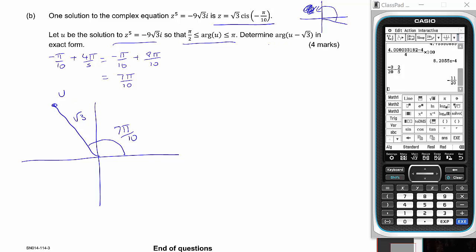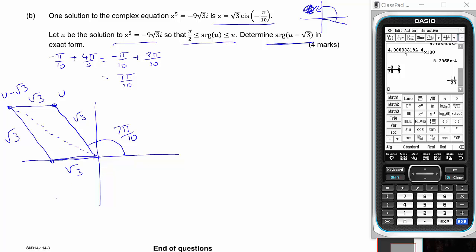Now we're being asked about the argument of u take away root 3. So u take away root 3 would be about here, such that this is root 3. Now, let's make that into a parallelogram. So that's root 3, and that's root 3, and it's actually a rhombus, which means there's some symmetry here. And the argument we want is that.